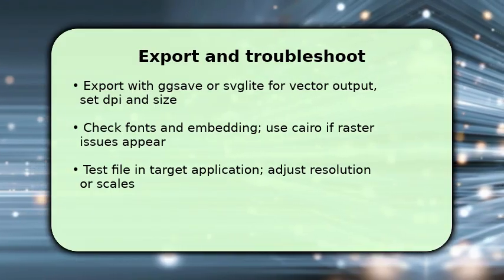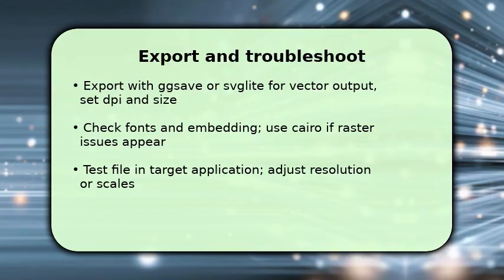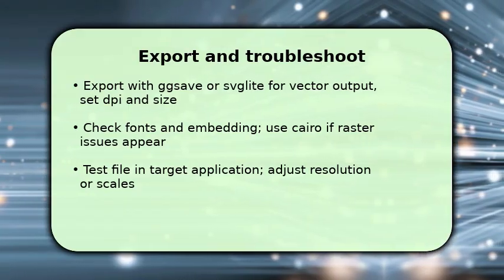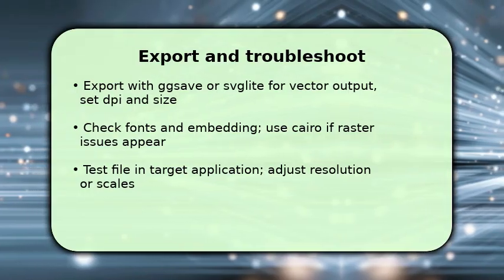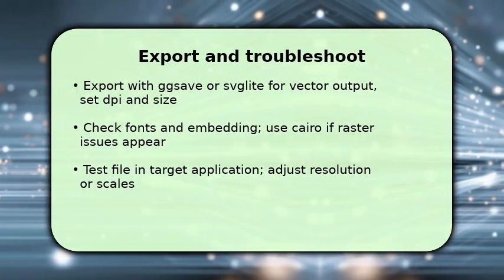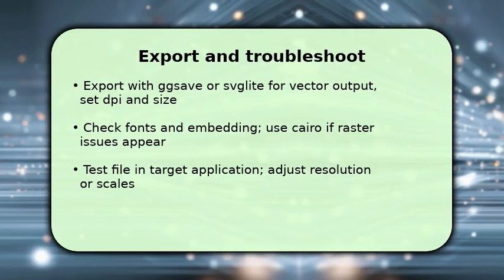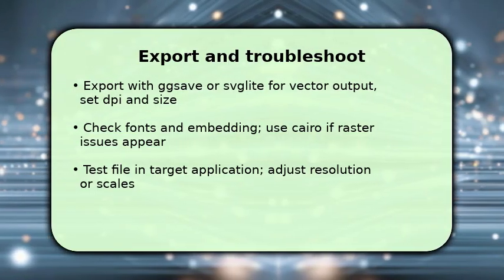If text or symbols disappear, make sure fonts are available or use the Cairo device to embed them. Once done, open the exported file in the target app to confirm layout. If elements shift, incrementally adjust theme margins or legend positions and re-export until stable.